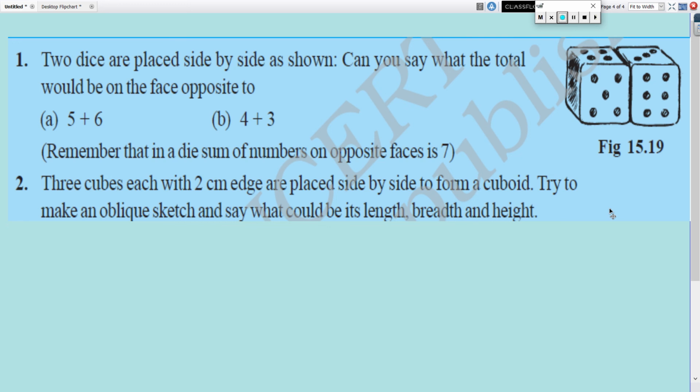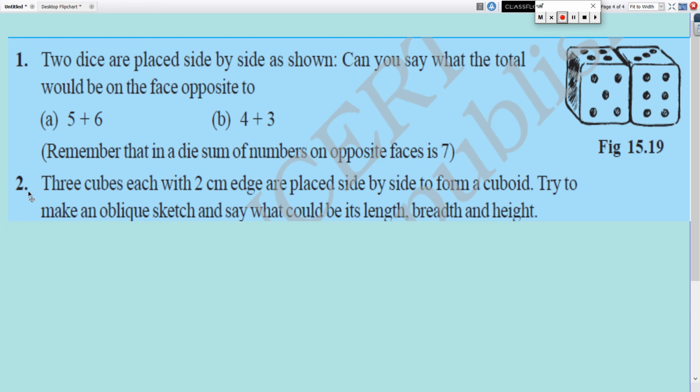Here you have another two questions. Two dice are placed side by side as shown. Can you say what the total would be on the faces opposite to 5 and 6? Here, the sum of the numbers on opposite faces, you know, will be 7. If it is 5, the opposite side will be 2. If it is 6, the opposite side will be 1. So 5 plus 6 means the opposite side will be 2 plus 1. So you will get a total of 3. Do find out the next one.